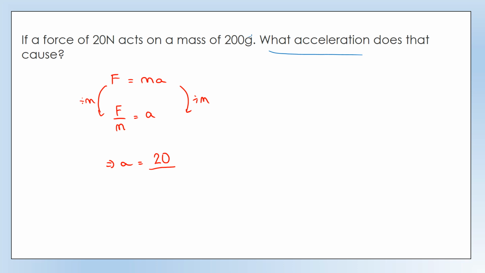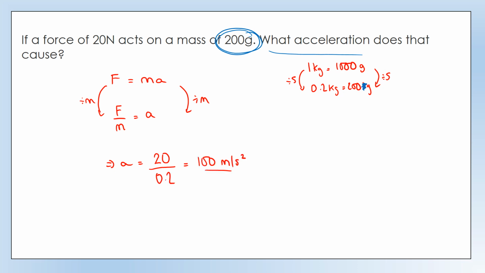Mass is 200 grams. Okay, so that's why I was highlighting in the equation that it needed to be in kilograms. So we're going to need to make a conversion here. What piece of information do we need? Well, we need the fact that 1 kilogram is 1,000 grams. So if we want 200 grams, we get that by dividing both sides by 5, because you can see the right-hand side becomes 200 grams. This becomes 0.2 kilograms.